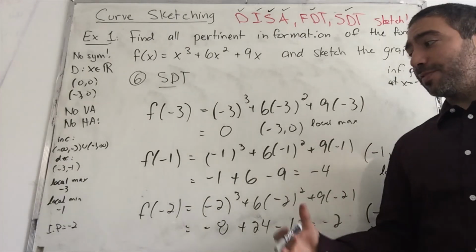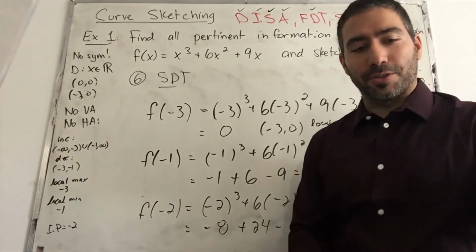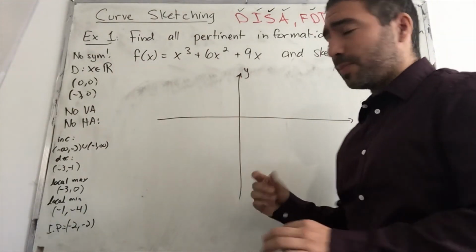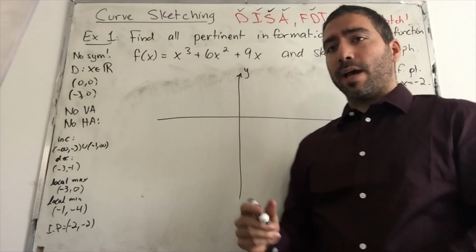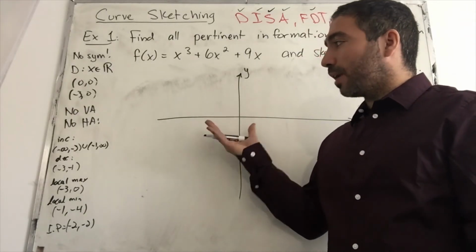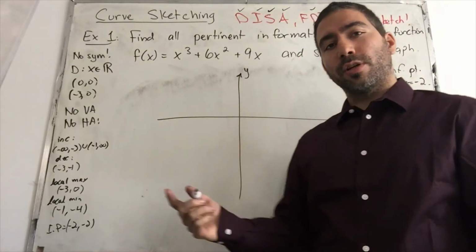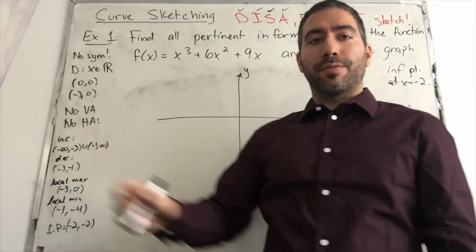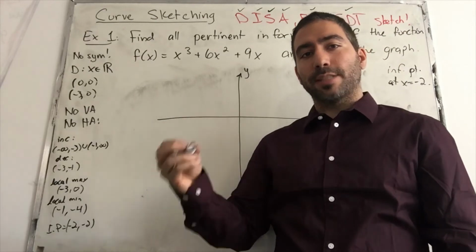Okay. Using all this information, now we're ready to sketch the function. When you're doing this, remember, use a ruler. I'm not using a ruler, I'm just doing this by hand, but you should be using a ruler. Next, let's put on the graph the points that we actually know, starting off with the intercepts. We know that the x-intercepts are at 0, 0 and negative 3, 0. That means the function is passing through these points.